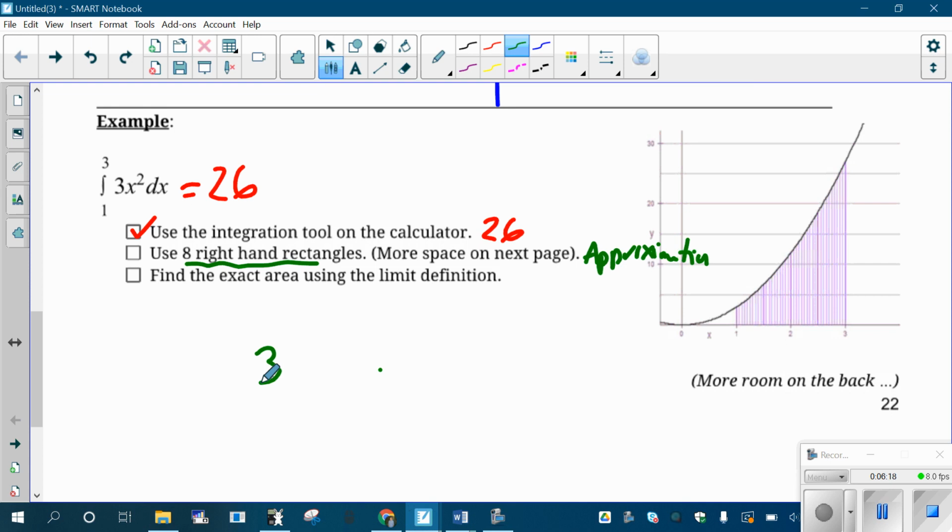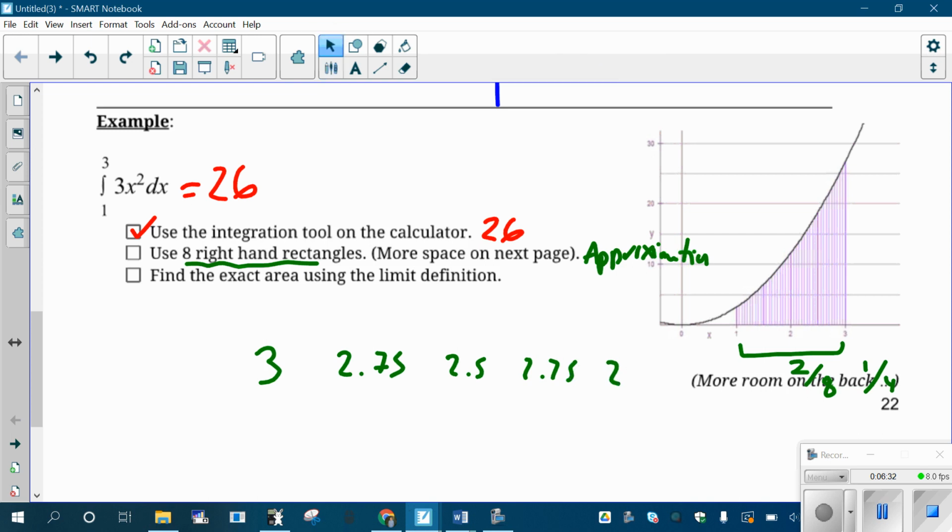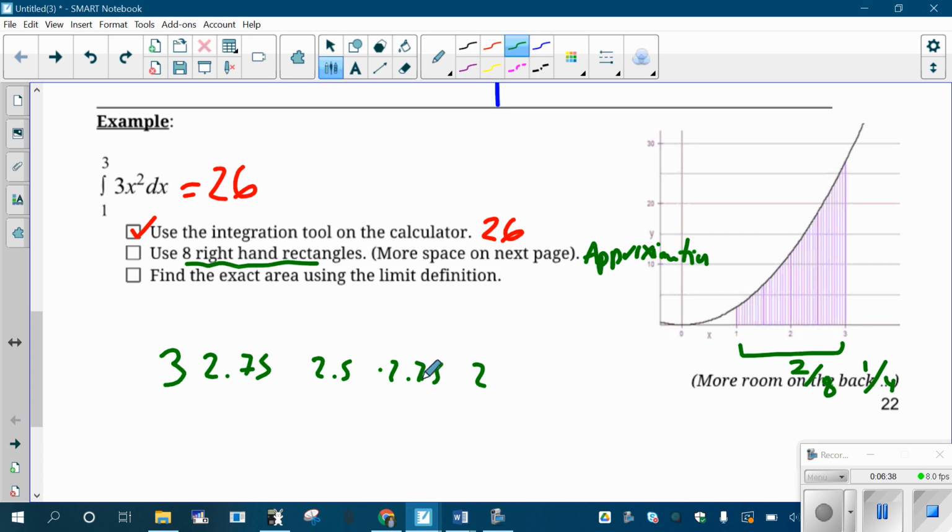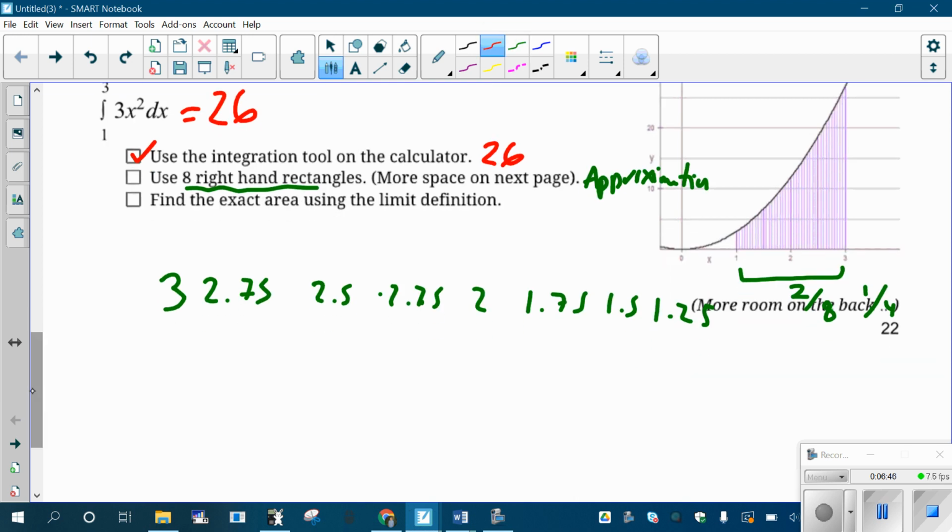Probably be worth it to stop real quick and say my interval is 2 wide. I'm using 8 rectangles, so each one's going to be a quarter wide. So I'm going to use an x value of 2.75, 2.5, 2.25, 2, 1.75, 1.5, and 1.25. So I'm going to take all those x values and plug them into the function to get the heights of my rectangles.